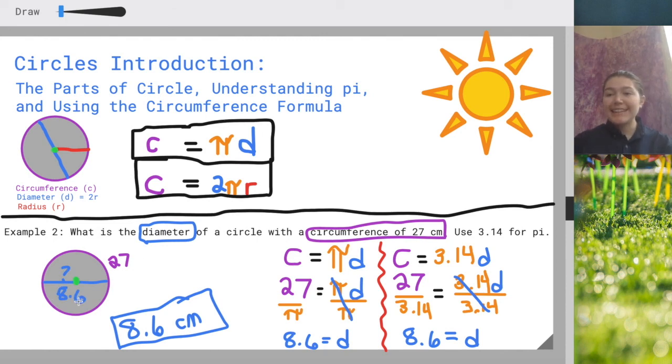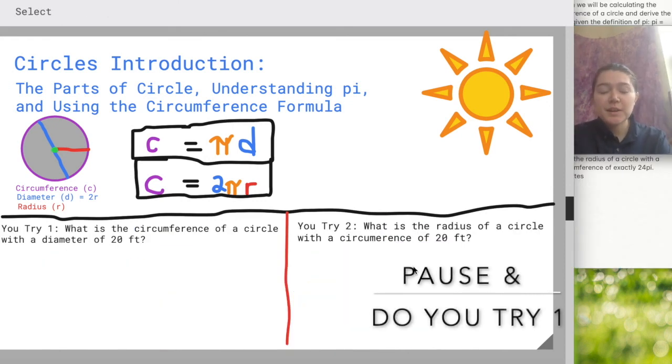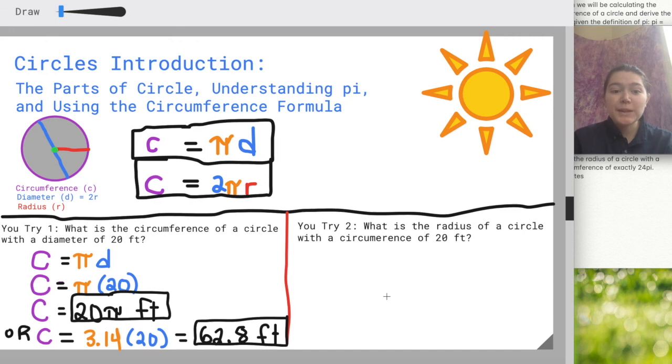Okay, and I'm just going to give you 2 problems to do yourself. So for you, try 1. This is going to be similar to our first example. What is the circumference of a circle with a diameter of 20 feet? Okay, so you should have gotten 20 pi feet or 62.8 feet.